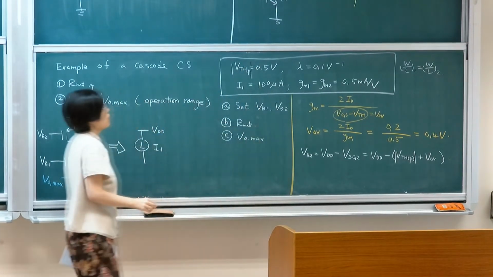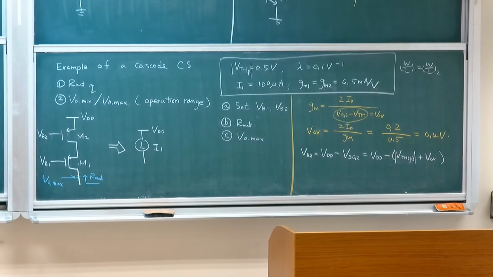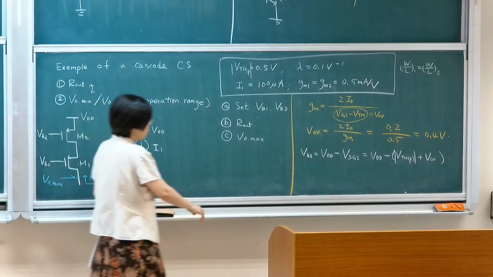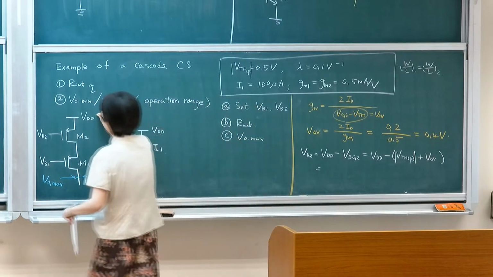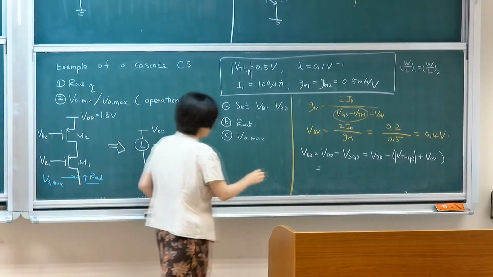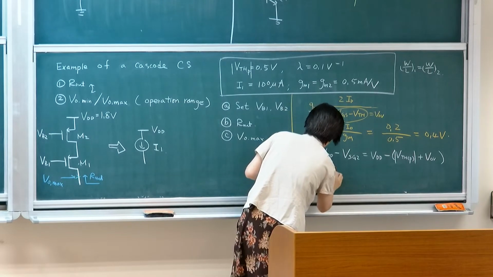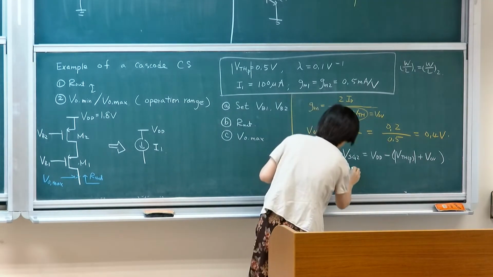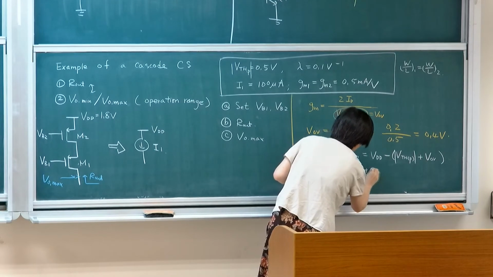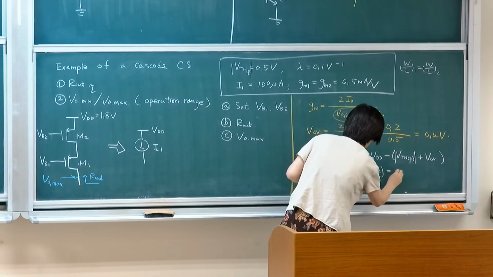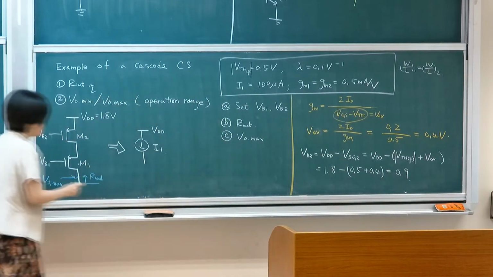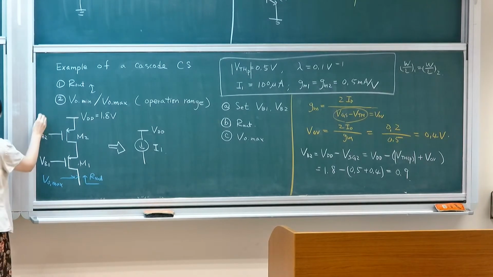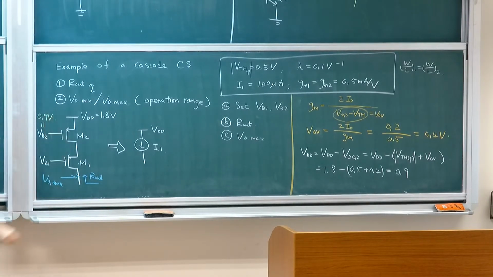Just to be precise, it's a PMOS threshold because we're talking about PMOS transistors. Okay? So this will then give me, did I give the voltage? This is 1.8 volt. So this is 1.8 minus 0.5 plus 0.4. This will be 0.9. Okay? So this already tells me that this bias is set to be 0.9 volt.